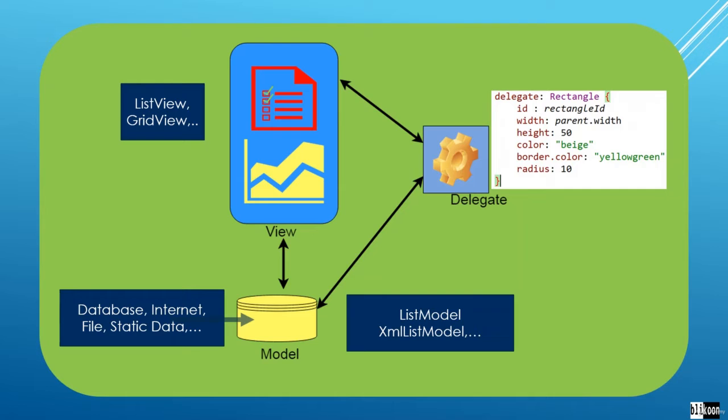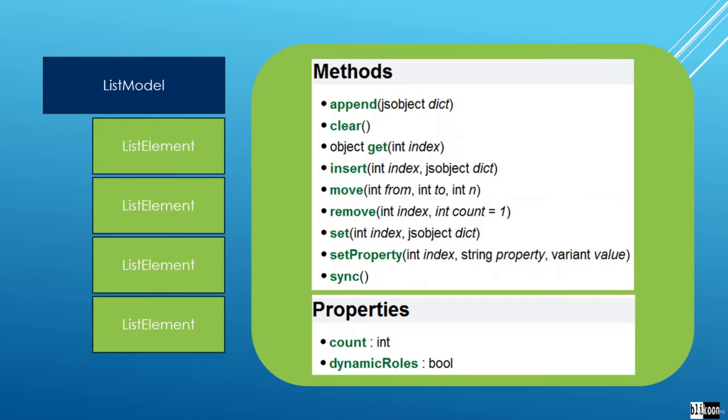For example, you can take one list model and feed it to a list view and a grid view, and there is a common interface to pass the data back and forth between these two components, and you don't need to worry about the details of how the data is really stored. This is the benefit of having the way you store data abstracted away in a model like list model and XML list model. Now we want to focus on list model a little bit.